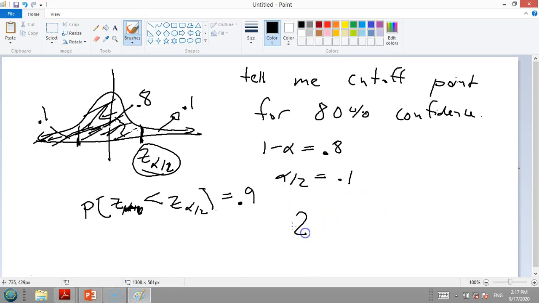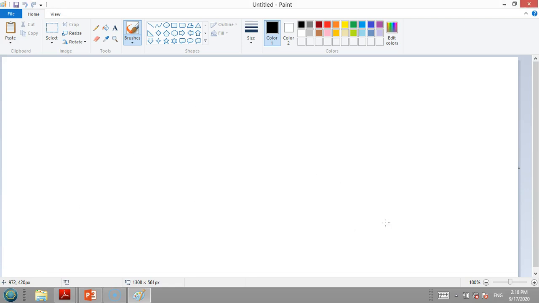So Z alpha over 2, in this case, where alpha over 2 is 0.1, this is the cutoff point. It's going to be 1.28. So this is equal to 1.28, like this. So now we did it for 95% confidence and for 80% confidence. You can do it for 90% confidence, try it on your own. Let's do one last example with 90% confidence. And once you know the cutoff points, you're good to go. There's no problem. You don't have to compute them every time, but it's very easy.